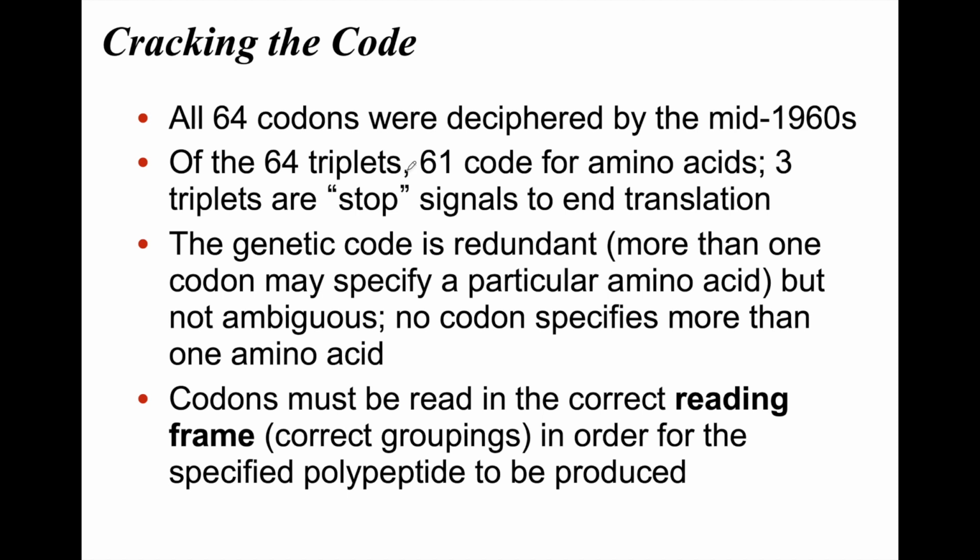Now, since there are four different letter choices, A, T, C, G, and there are three different spots that you can put them in, because every codon is a three-letter long word, there are four choices for each of these three different positions. What that means is there's a total of 64 different codons that can be made. So there are 64 different codons you can possibly make, and that makes up the genetic code.